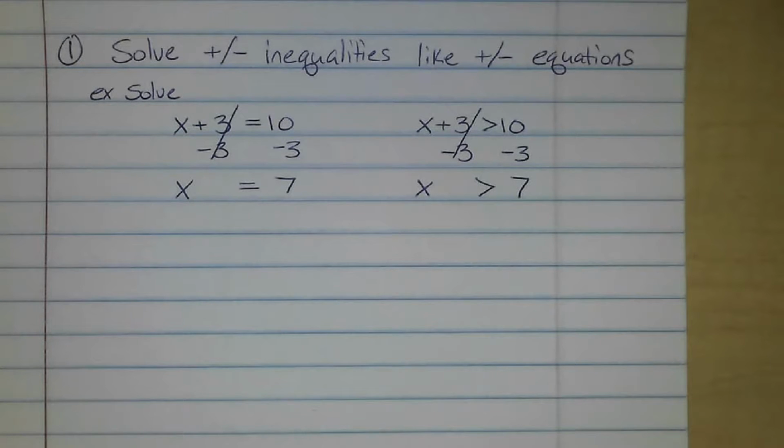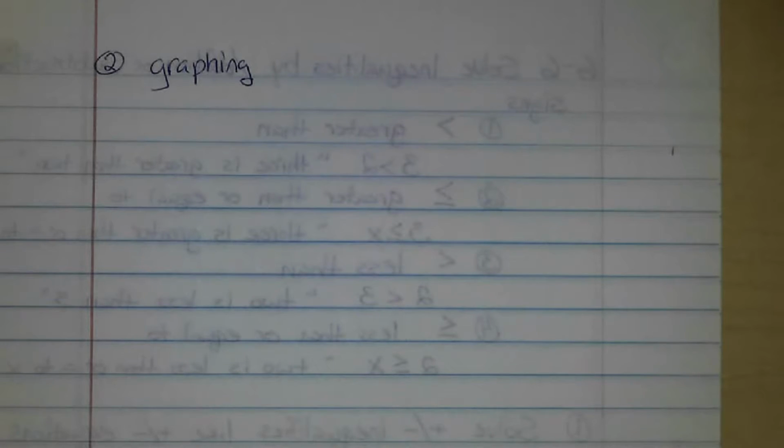So as you can see, I solve them the exact same way. The difference is the equation has an equal sign, the inequality does not. Let's take a look at another example. I look at the side with the variable, it has a minus 5. The opposite of minus 5 is plus 5. Negative 6 plus 5 is negative 1.